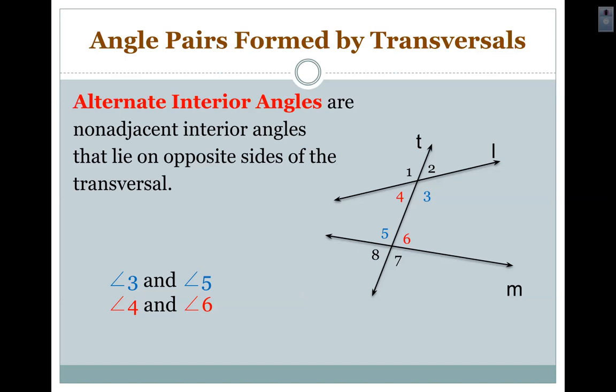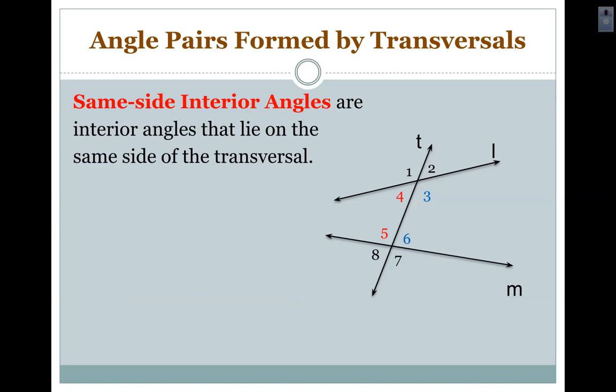Now let's look at the next set of special angle pairs, and that's same side interior angles. These are on the interior of the two lines, and they're on the same side of the transversal. So the same side and interior. So that's going to be angles 4 and 5 and 3 and 6. These two in here, same side of the transversal, inside of the two lines.